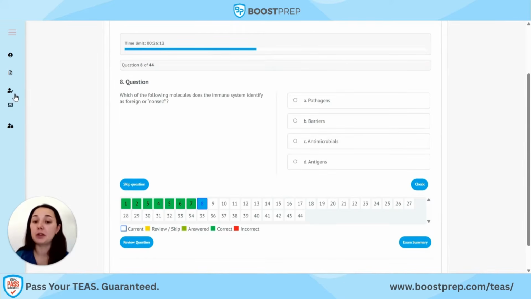Question 8. Which of the following molecules does the immune system identify as foreign or non-self? A. Pathogens. B. Barriers. C. Antimicrobials. Or D. Antigens.